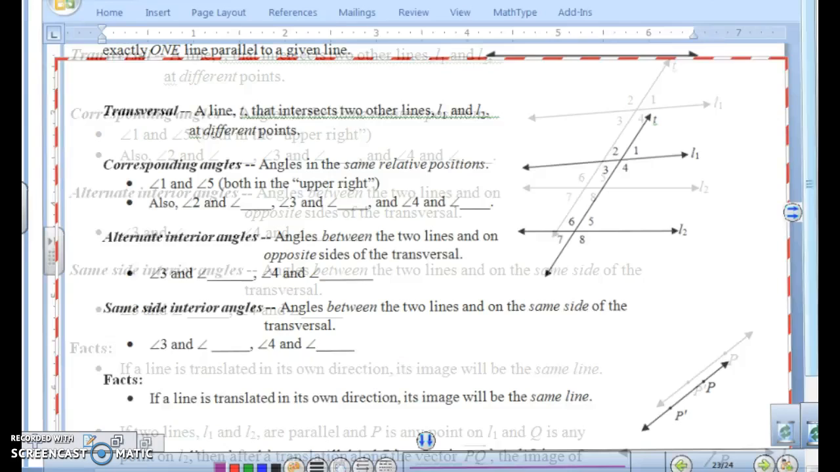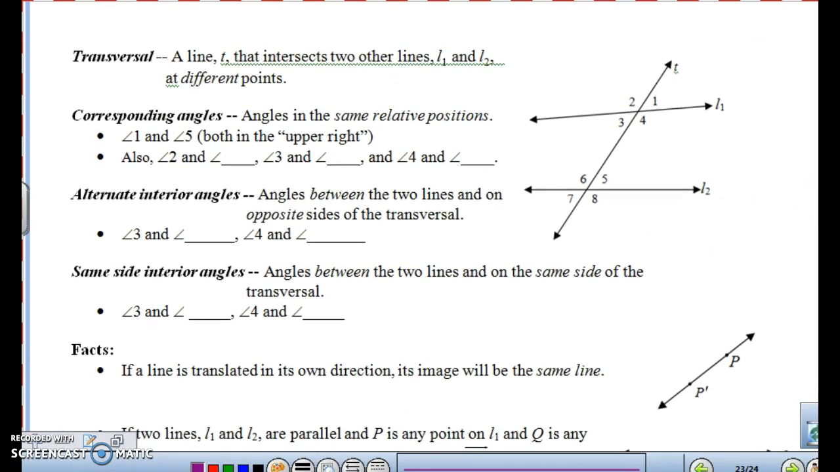Now, when you draw a transversal on pairs of lines, you create different kinds of angles. Notice here we have two lines drawn. We don't know if they're parallel or not, but we have a transversal T going through them, L1 and L2, like so. Now, we have the different kinds of angles based on where they are around the lines. There are 8 angles labeled here. When you have the two lines and draw the transversal, 8 angles are formed. Now, the first type of angles are called corresponding.